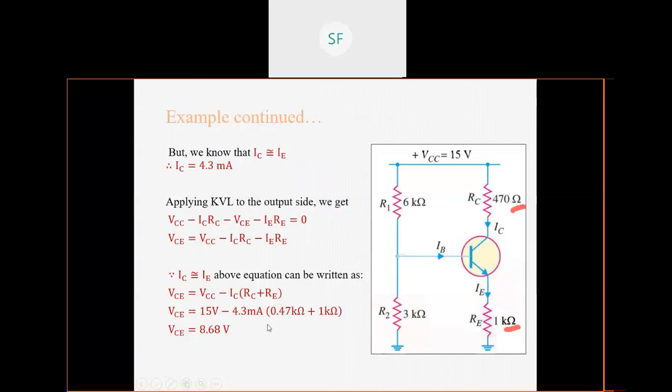I hope you understood that this was a very important lecture, a very important discussion. If a problem comes in the exam, around a 6-7 marks problem comes on potential divider biasing. Okay, if you are having any problem then you can ask me, otherwise we will conclude our session here.